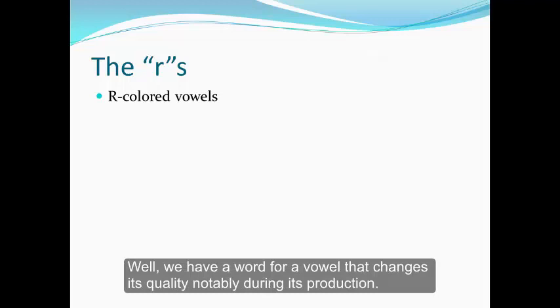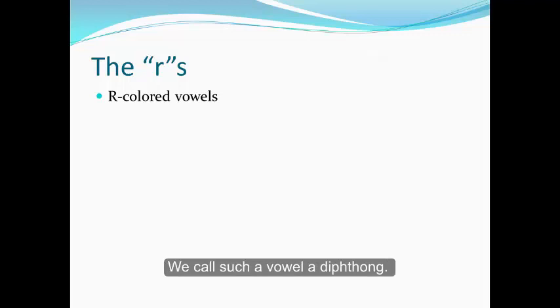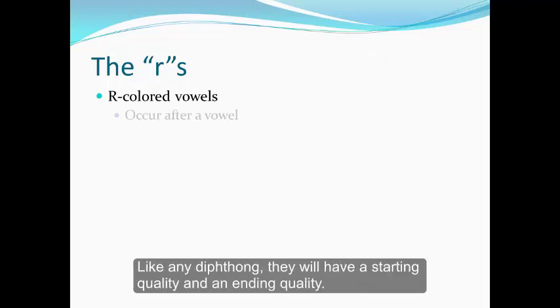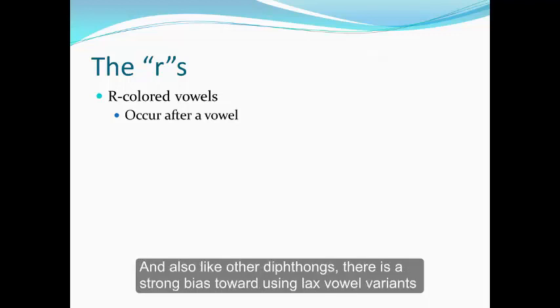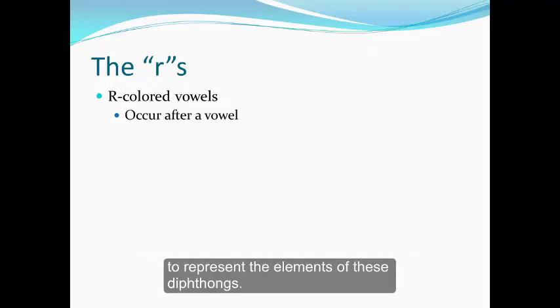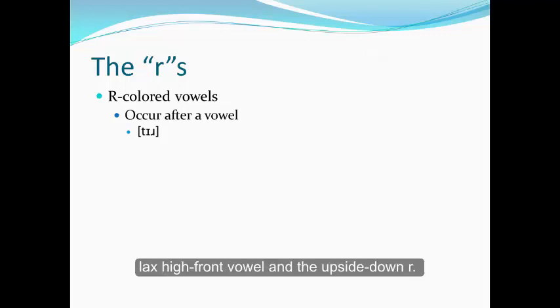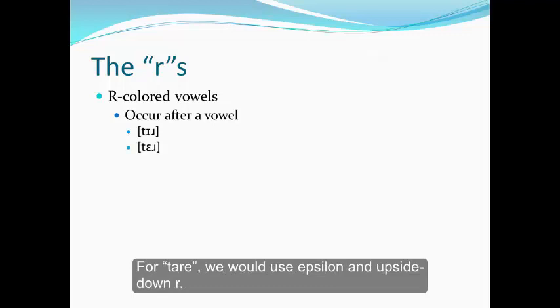Well, we have a word for a vowel that changes its quality notably during its production. We call such a vowel a diphthong, and that's how I want you to think of these vowels. They're rhotic diphthongs. Like any diphthong, they'll have a starting quality and an ending quality. And also, like other diphthongs, there is a strong bias toward using lax vowel variants to represent the elements of these diphthongs. So, in a word like tear, we'd transcribe the rhotic diphthong using the lax high front vowel and the upside-down R. For tear, we would use epsilon and upside-down R.